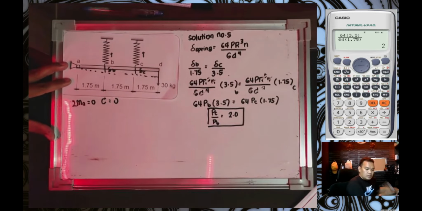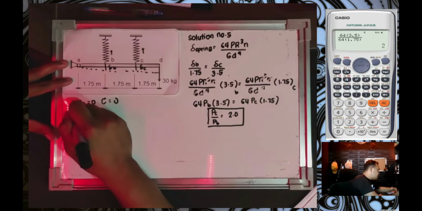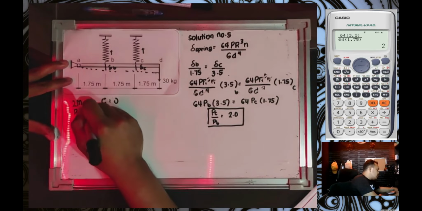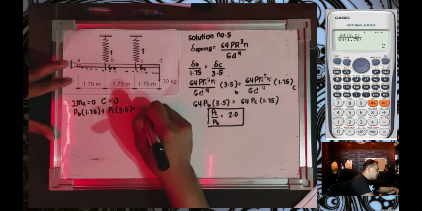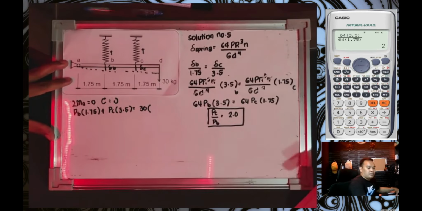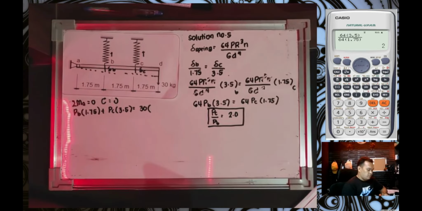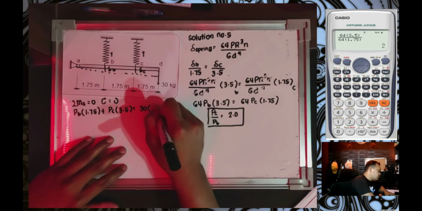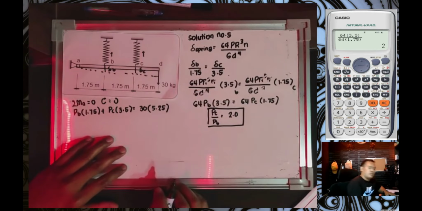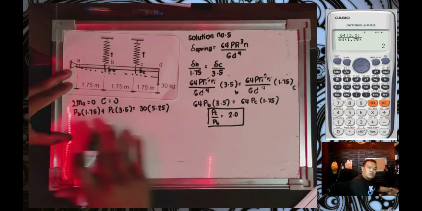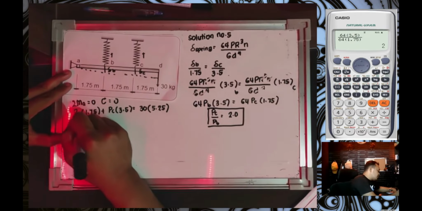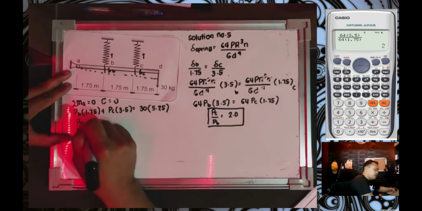Okay? So, we put P B multiplied by the perpendicular distance 1.75 plus P C multiplied by the perpendicular distance 3.5 equals 30 kilogram multiplied by 1.75 times 3. Therefore, you have a distance of 5.25. Then, just put in the values so you can compute. So, you have P C and you have P B.